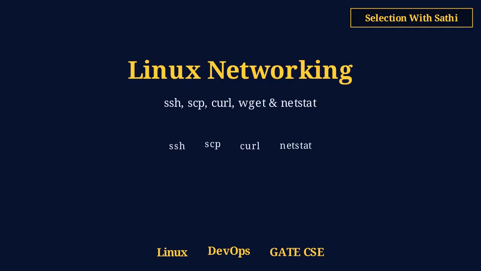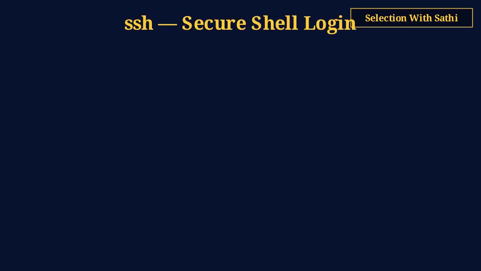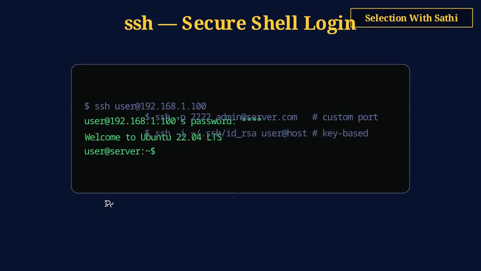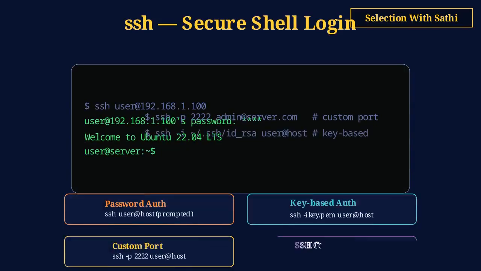Let's begin. First concept: SSH, Secure Shell. SSH provides encrypted remote login to another machine. The basic syntax is ssh user@host. This opens an interactive shell on the remote machine. The default port is 22. Use -p to specify a different port, like -p 2222.